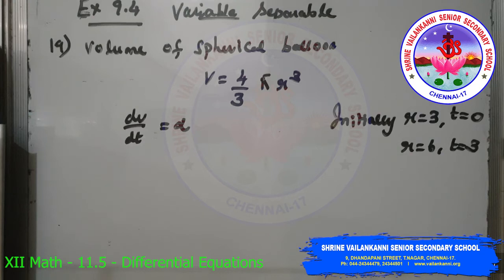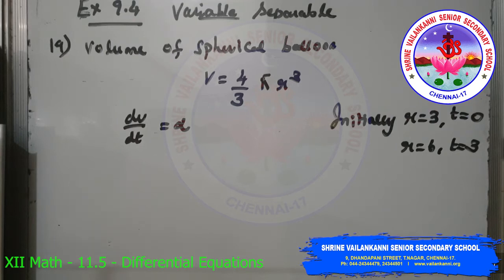Nineteenth question. The volume of a spherical balloon being inflated changes at a constant rate. If initially its radius is 3 units and after 3 seconds it is 6 units, find the radius of the balloon after t seconds. So it's given that the volume of the spherical balloon being inflated changes at a constant rate.